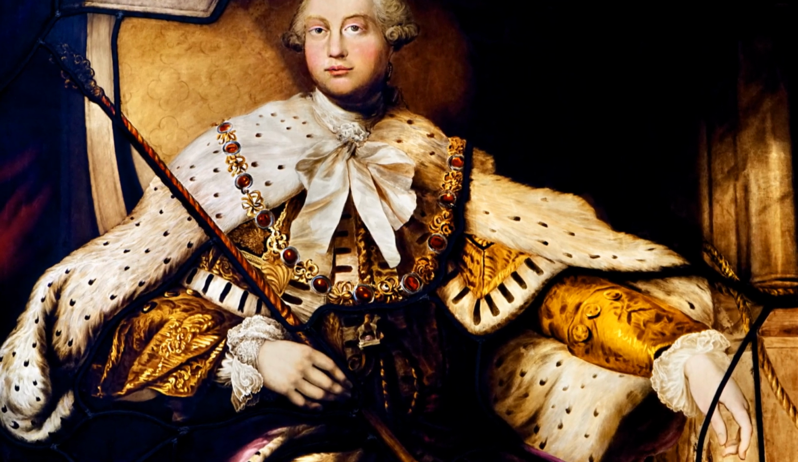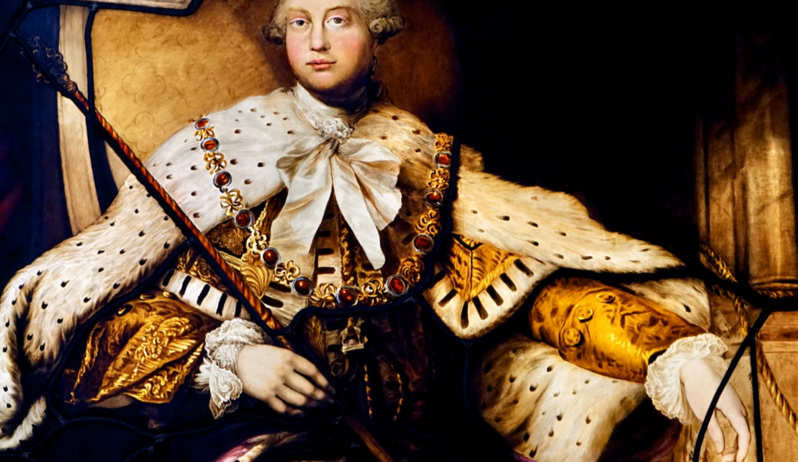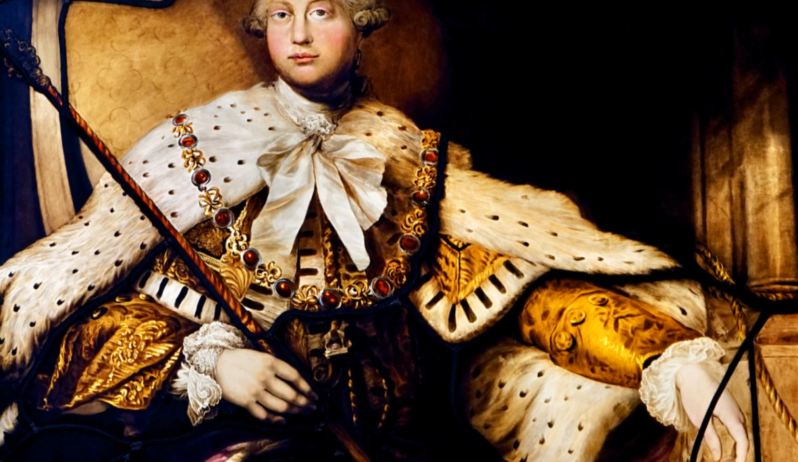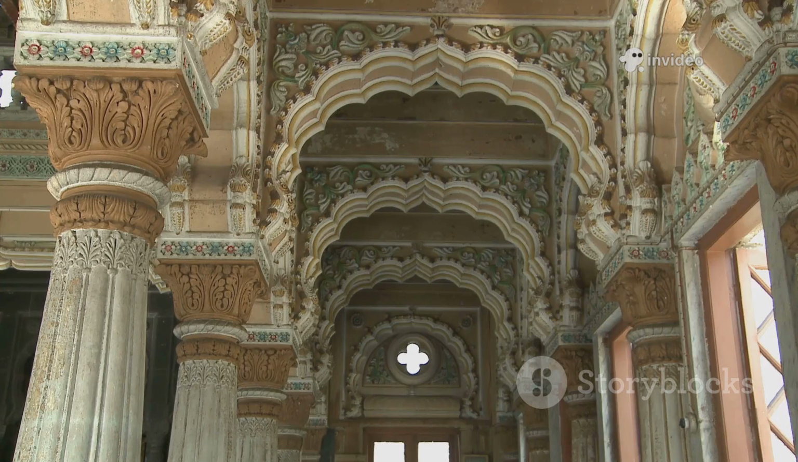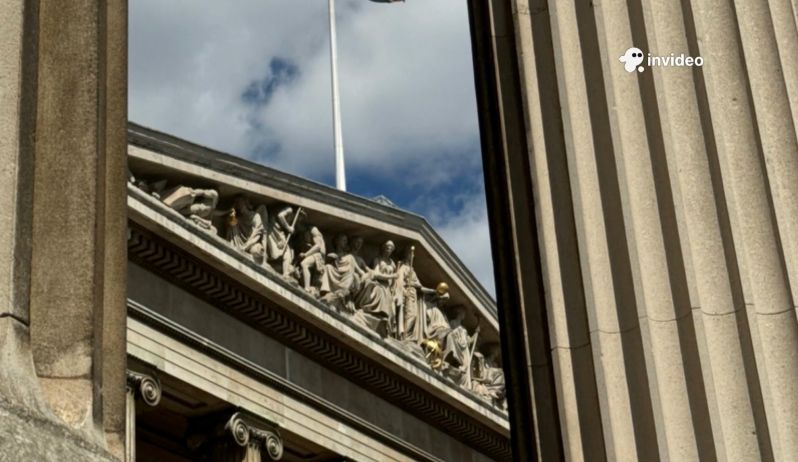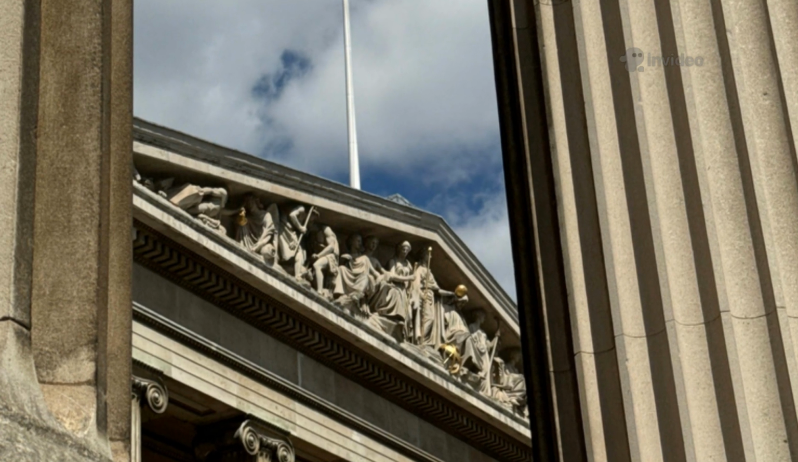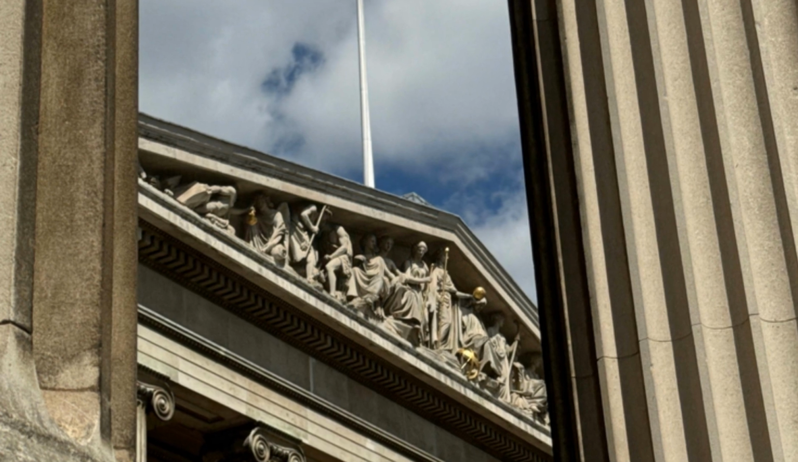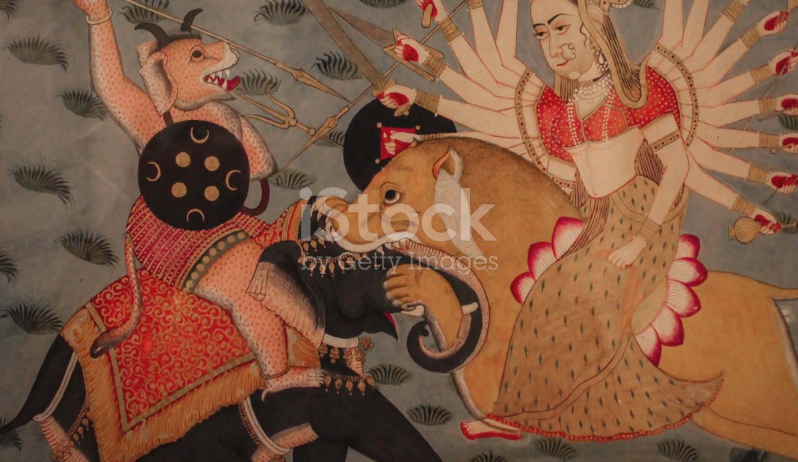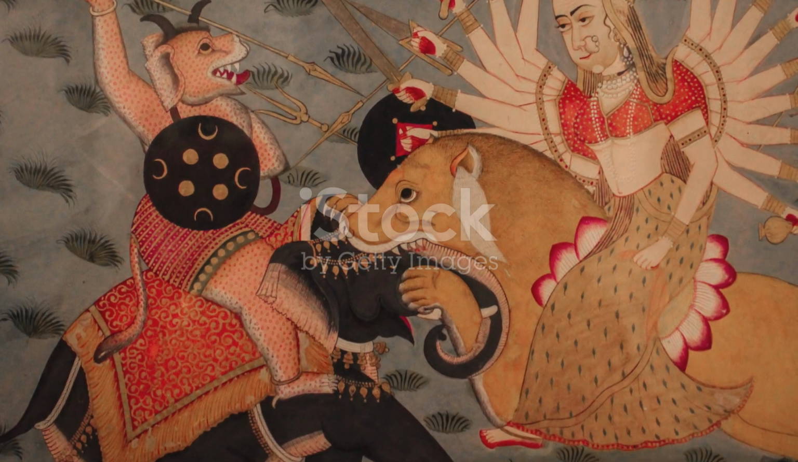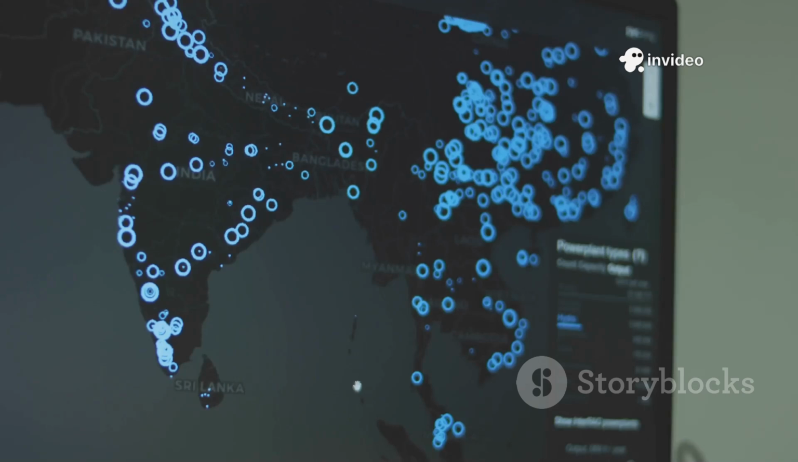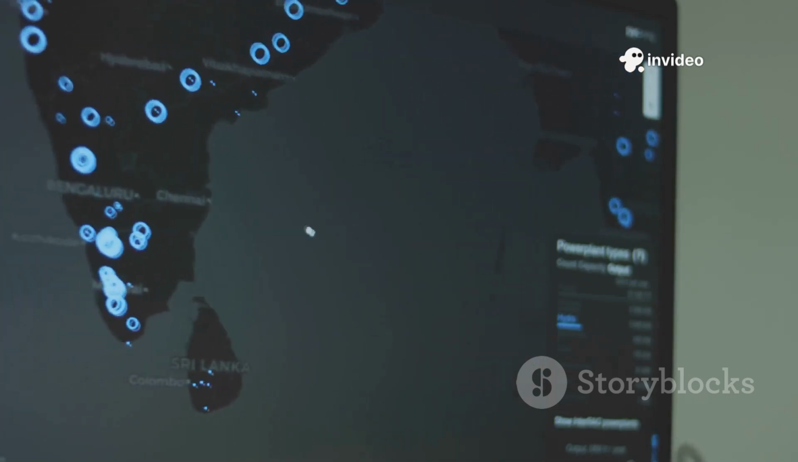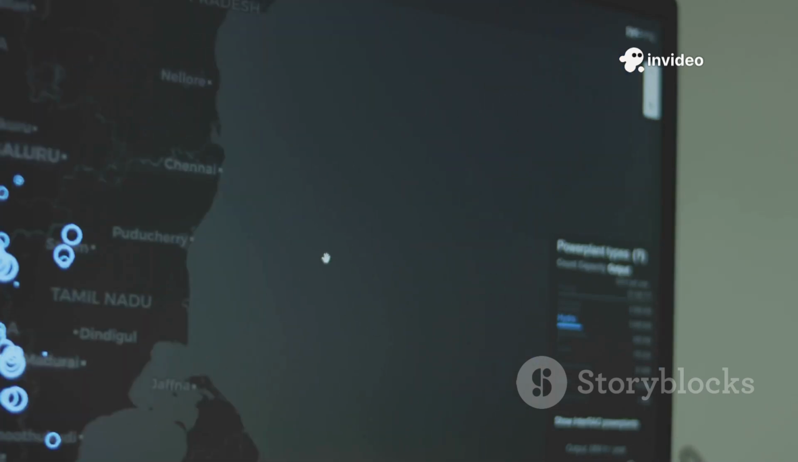The shift from a trading entity to a territorial power was gradual but decisive. The Battle of Plassey in 1757 was a major turning point. Here, the East India Company, led by Robert Clive, defeated the Nawab of Bengal. This victory gave the company immense political influence and control over the rich revenues of Bengal. Following this, the Battle of Buxar in 1764 further solidified their power.